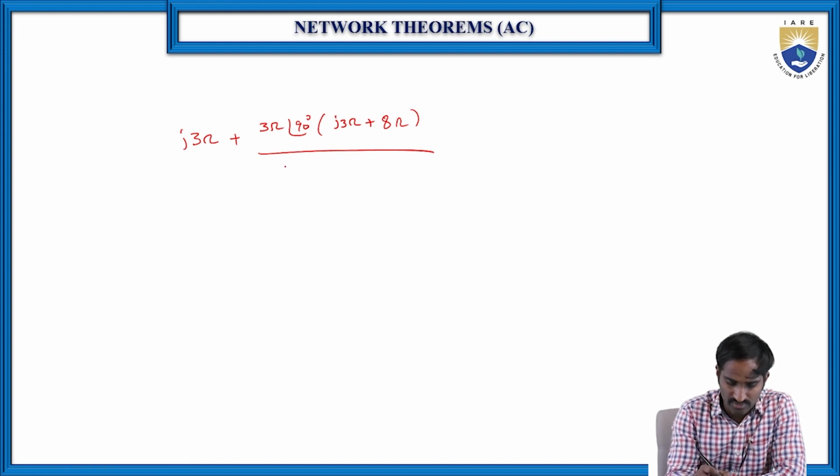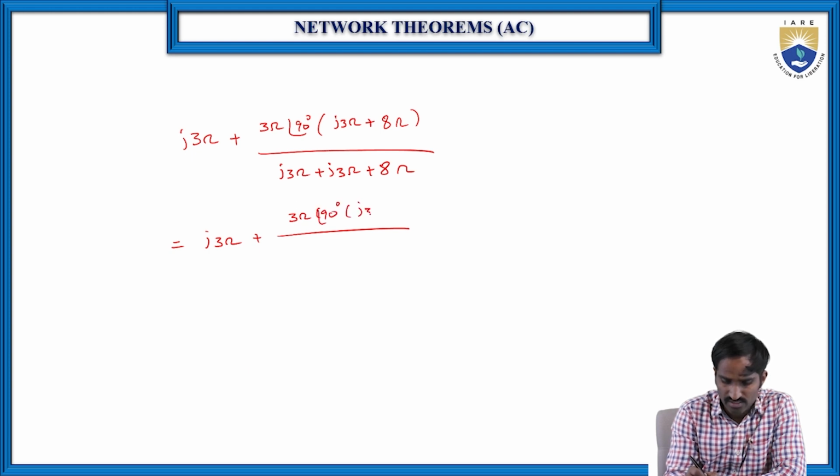Here again we can write it as Z1 dash is again j3 ohms, plus j3 ohms plus 8 ohms. Then if you simplify this, you will get finally j3 ohms plus the numerator, let me write it the same way, at an angle of 90 degrees, and j3 ohms plus 8 ohms. Here we can write it as j6 ohms plus 8 ohms.